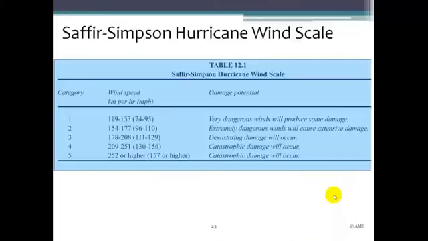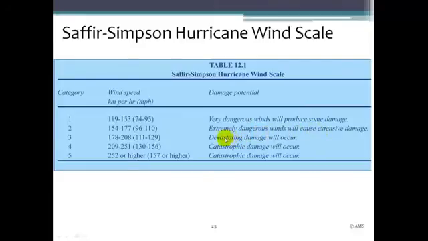The Saffir-Simpson scale is a way of measuring hurricane wind speed and the damages associated with it, and then categorizing the hurricane based on that. So you see here in the first column the category of the hurricane. In the second column we have the wind speed in kilometers per hour as well as miles per hour, ranging from the lowest to the highest, and then the damage potential. So a Category 1 hurricane has dangerous winds that will produce some damage. A Category 2 is extremely dangerous and the winds can cause extensive damage.